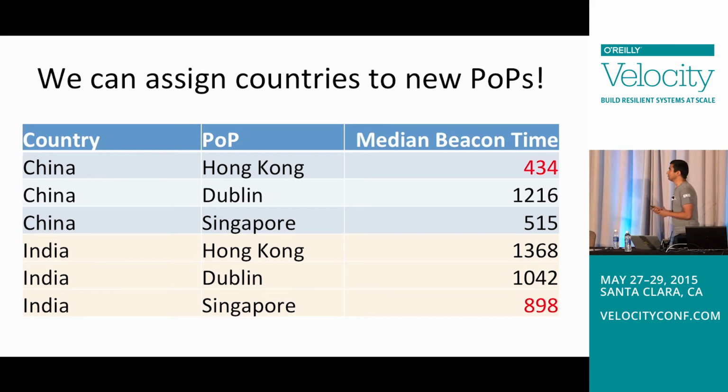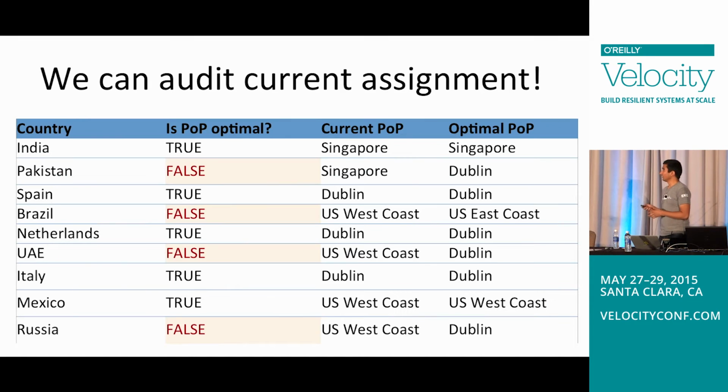Right? So again, using this data, we can now assign countries to new POPs. Whenever you build a new POP, you can figure out which country should be assigned to this POP. You can also audit current assignments. This is what we did. After we figured this out, we found that a bunch of our current assignments were actually not optimal.